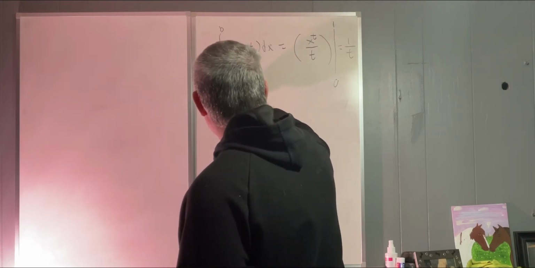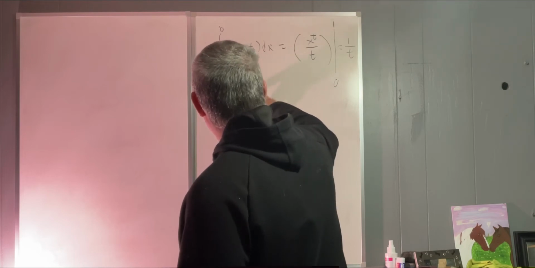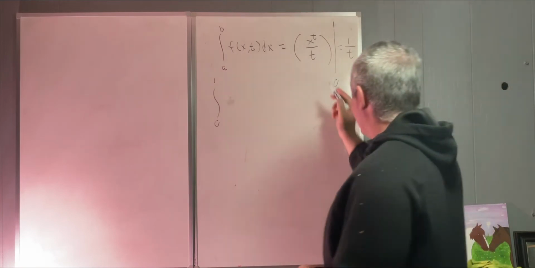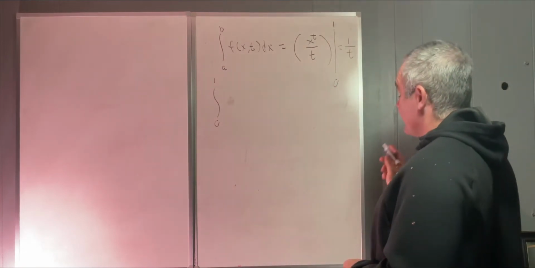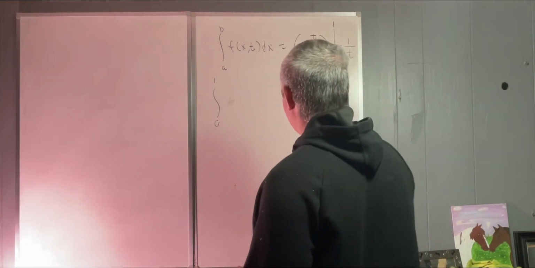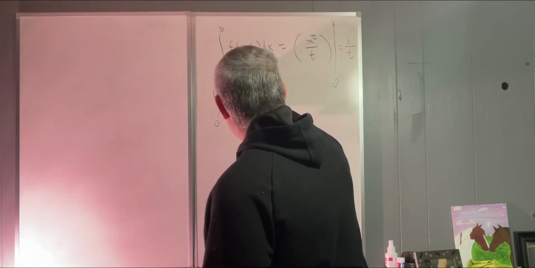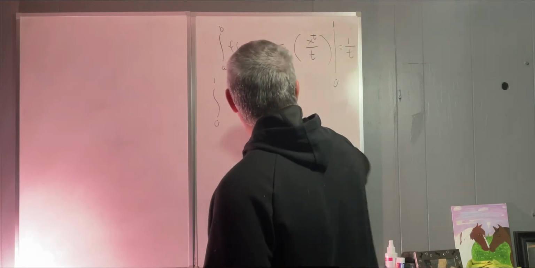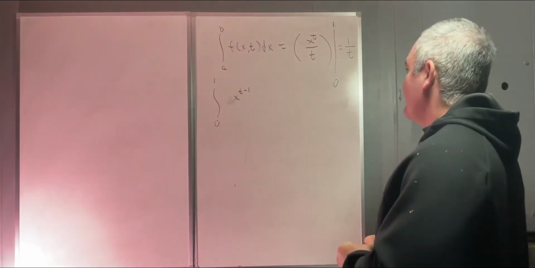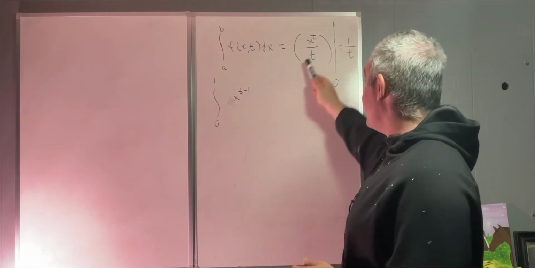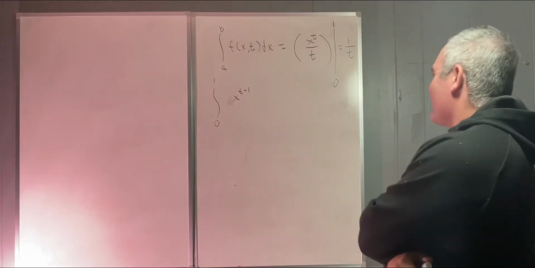It will be x. Sorry. If we differentiate this, because this is the antiderivative, if we differentiate x to the t over t with respect to x, we will get x to the t minus 1. All right? If we anti-differentiated that, we'd get x to the t over t, and that's exactly what we have. But I don't want to start like that.